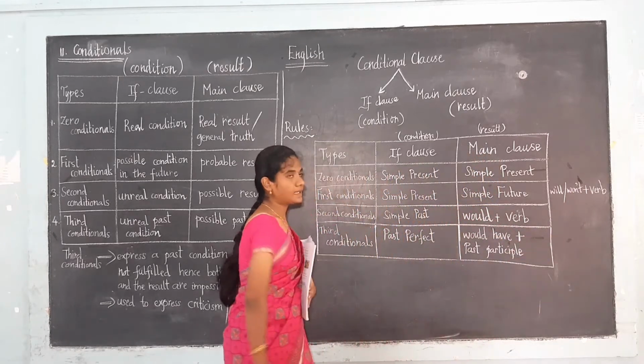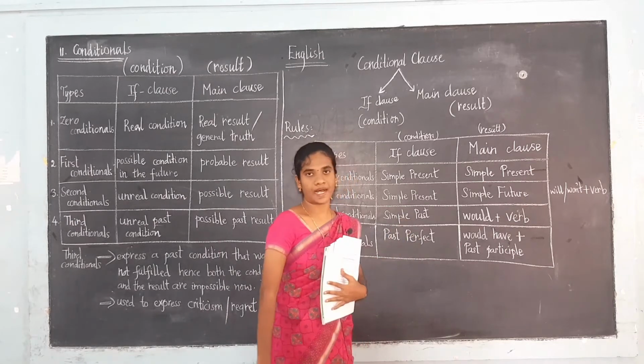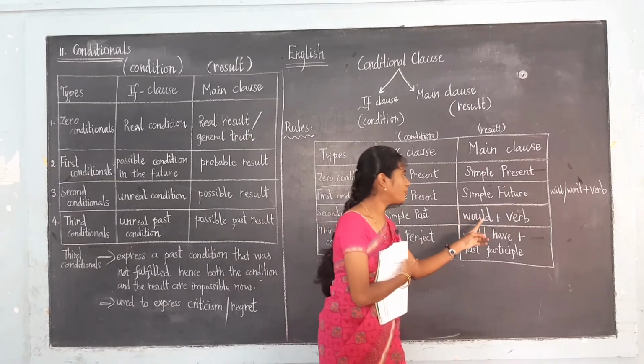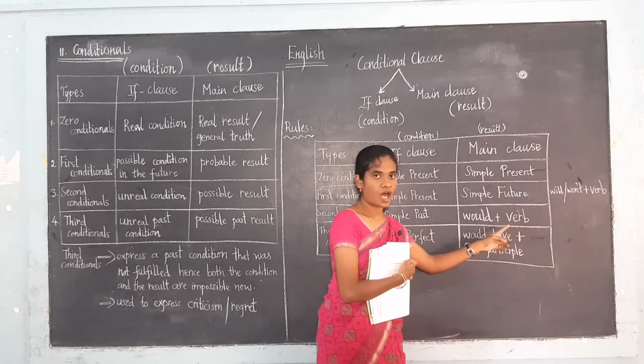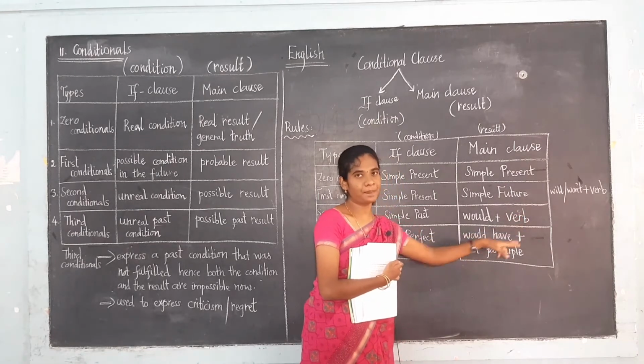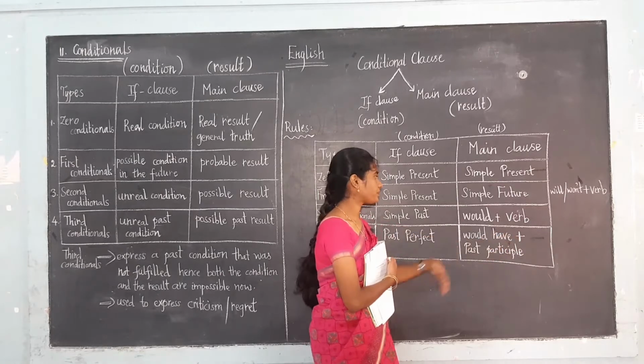Then for the second conditional, the if clause has to be in the simple past, and the main clause should be would plus a verb. How do you write it? Would plus a verb, and the verb should be in the simple present.